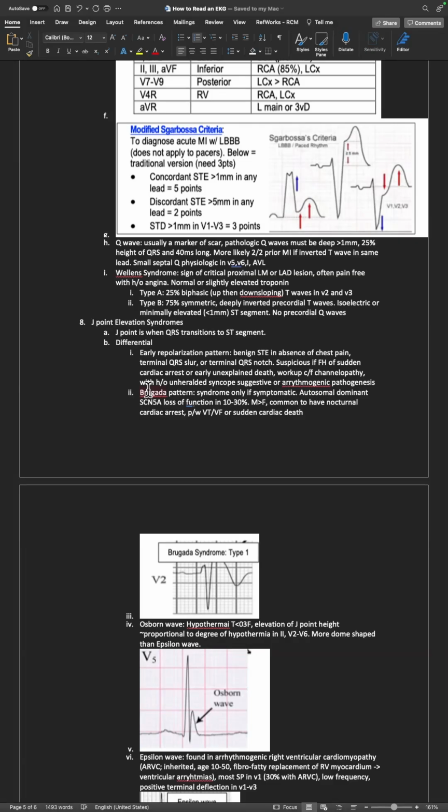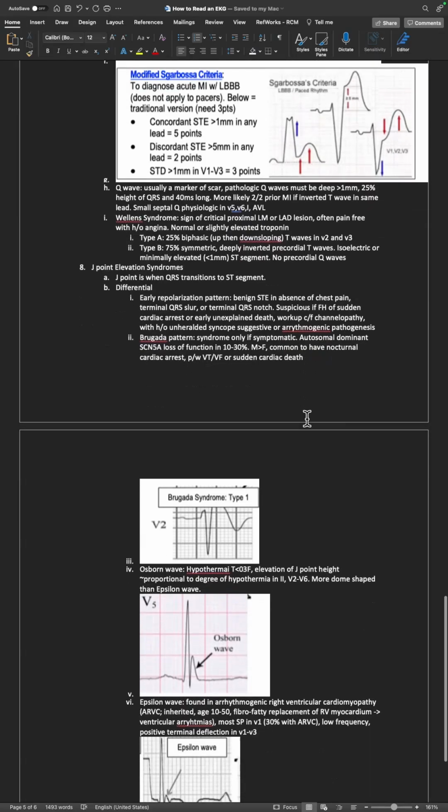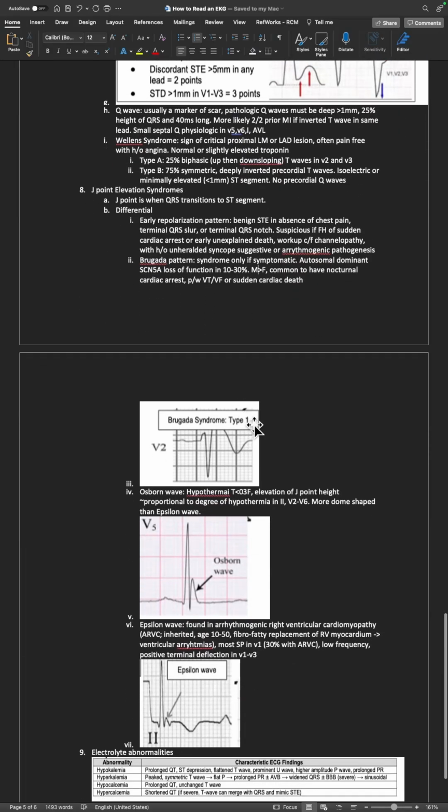We have Brugada pattern, in which the syndrome is only diagnosed if symptomatic. Autosomal dominant loss of SCN5A receptor in 10 to 30% of cases. Men get it more than females, and it's common to have nocturnal cardiac arrest, presenting with ventricular tachycardia or ventricular fibrillation or sudden cardiac death. This is what Brugada syndrome tends to look like.